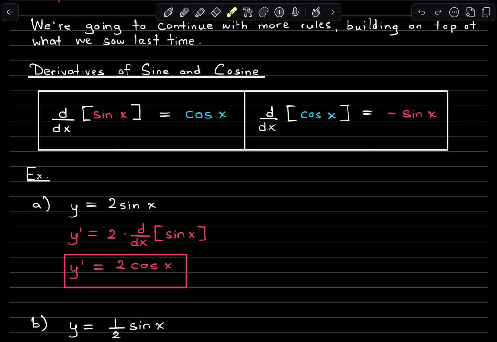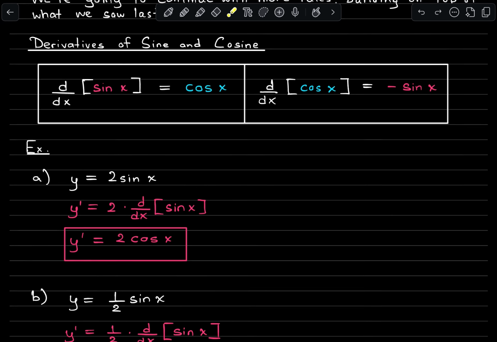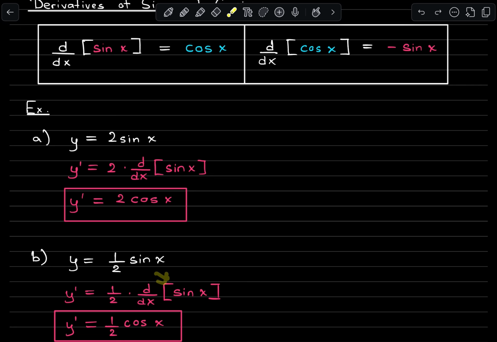Similar kind of deal if we had y is equal to 1/2 sine x. Well, the 1/2 is just a constant multiplier. And you might see this in a different form, written as sine x over 2. It's the same idea. We can just bring that 2 from the denominator out as a constant in the front. Okay, so y prime is going to be 1/2 times the derivative of sine x, which is, again, cosine x. So just 1/2 cosine x.